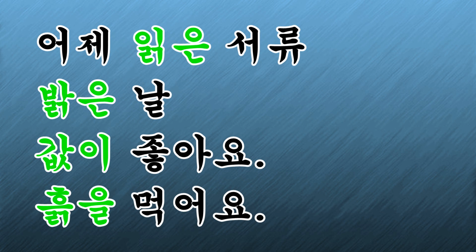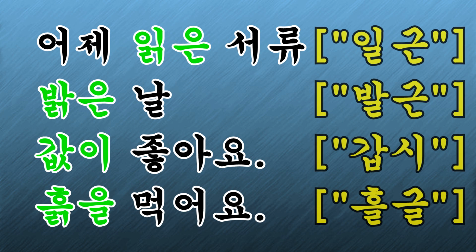You can pause the video here. Here are the answers. 어제 읽은 서류. This means the documents I read yesterday. 밝은 날. This means bright day. 값이 좋아요. This means the price is good. 흙을 먹어요. And this means I eat dirt. In all 4 of those examples, the empty consonant was used after the 4-letter syllable.